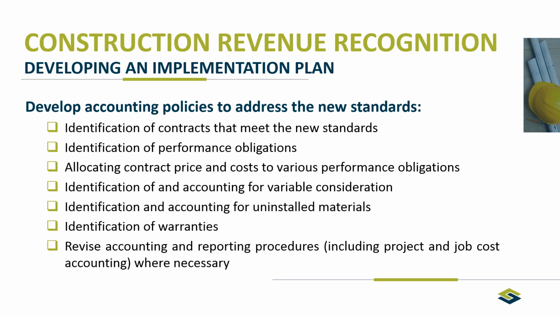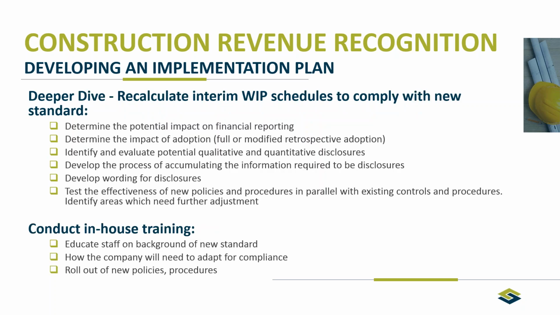How are they going to identify contracts that meet the new standards? How are they going to identify contracts with performance obligations? Allocating costs and prices, identification of the accounting for the variable consideration, uninstalled materials, warranties. These are all things that are going to have to be incorporated into the new policies in order to identify these issues and be able to implement.